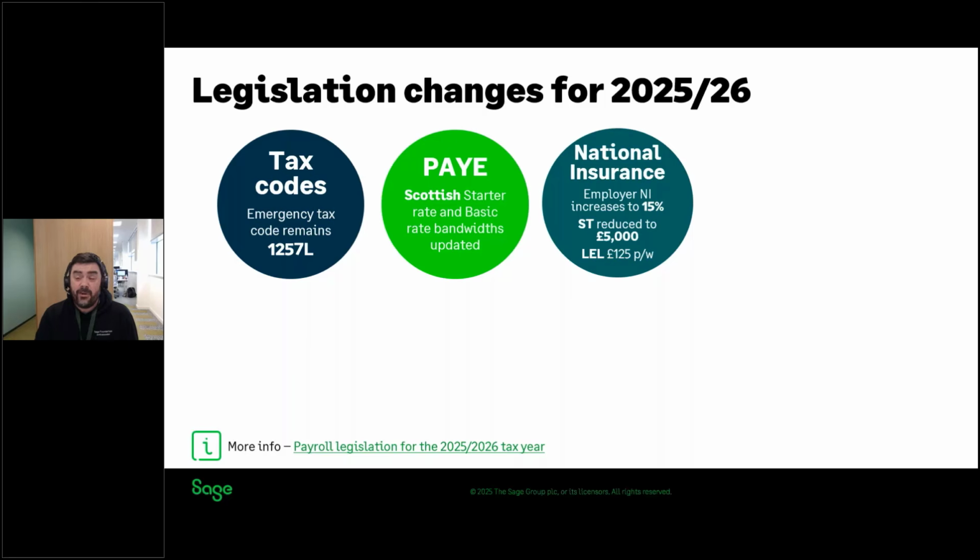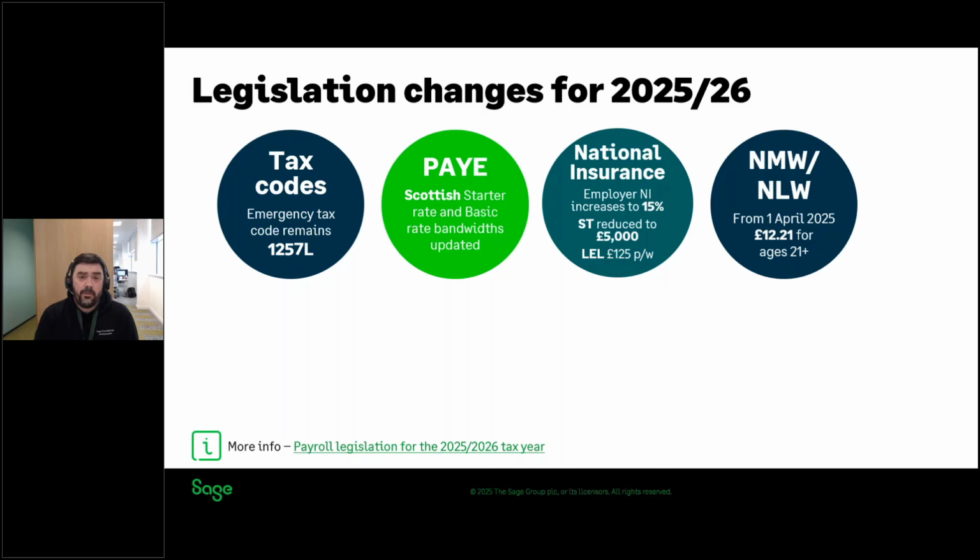National insurance is the area where there have been quite a few changes for the new tax year. The employer national insurance rate increases from 13.8% to 15% on earnings above the secondary threshold. And the secondary threshold has been reduced from £9,100 per year down to £5,000 per year. So clearly this will mean an increase in employer NI costs moving into the new year. In addition, the lower earnings limit has gone up to £125 per week. That's the level of earnings required to qualify for the statutory payments.